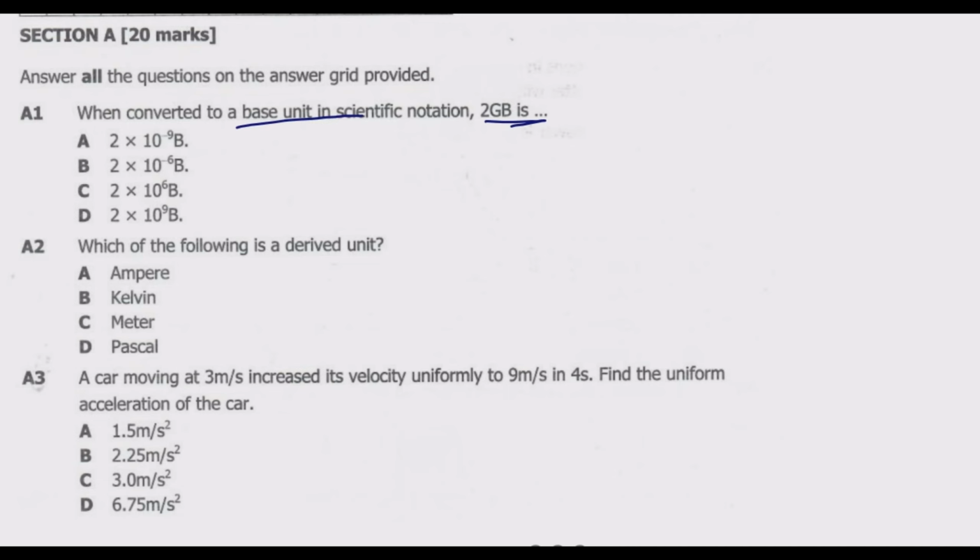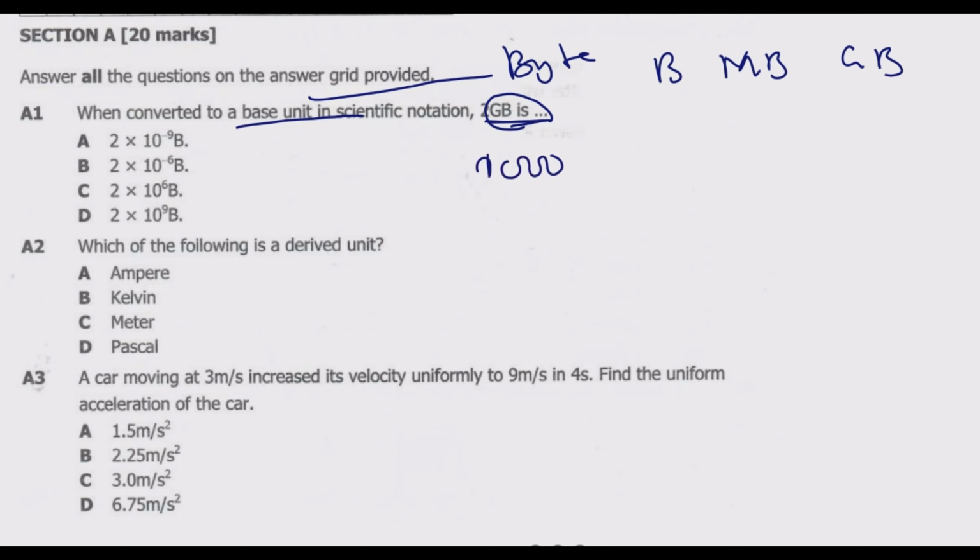So what is the base unit of information in computer storage and processing? So the base unit is known as basically a byte. That's the base unit. Then basically what's the relationship? So we know that we have basically byte, then we have megabyte, then we have GB. So we know that basically 1000 MB is equal to 1 GB approximately.